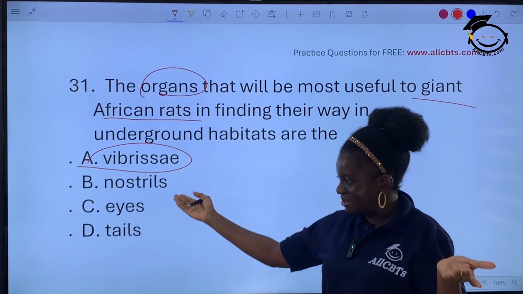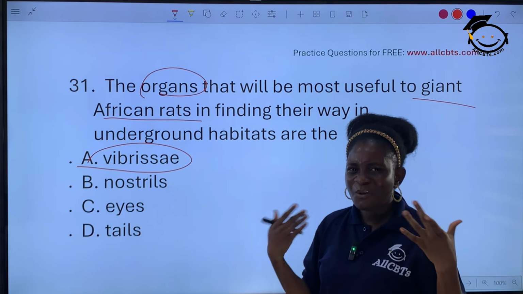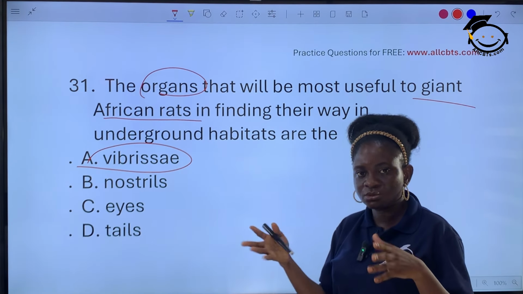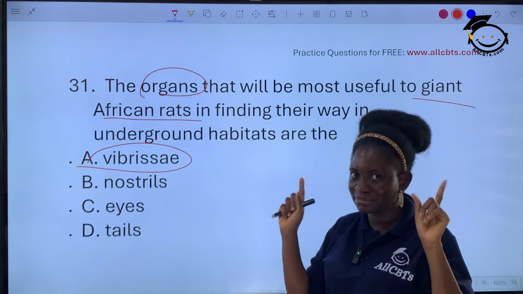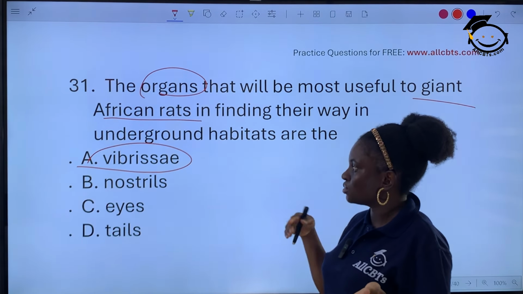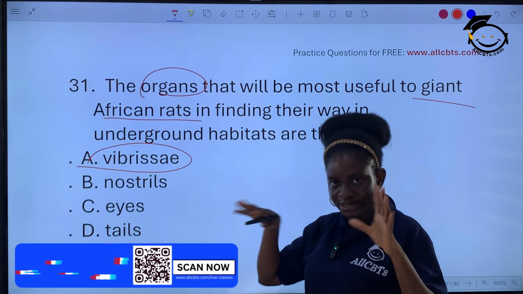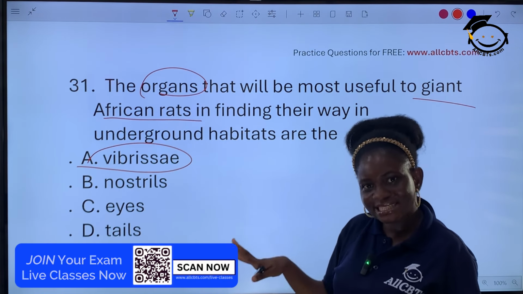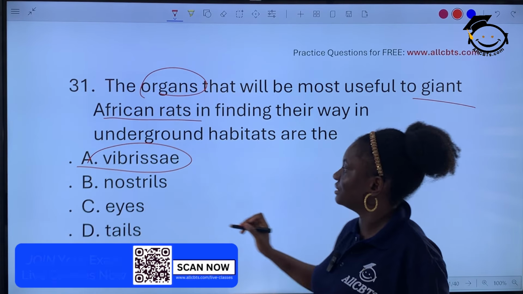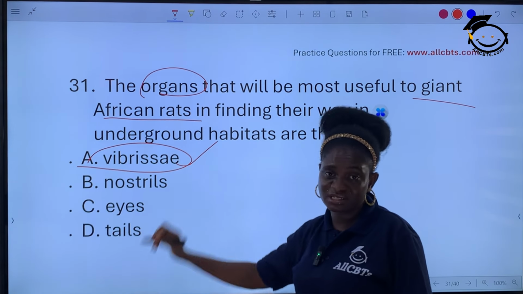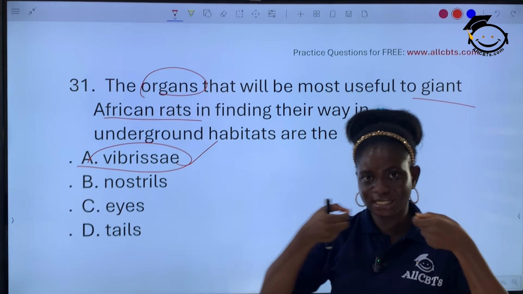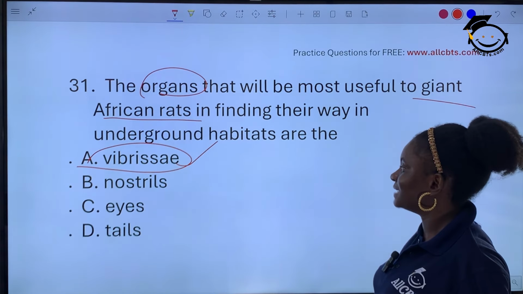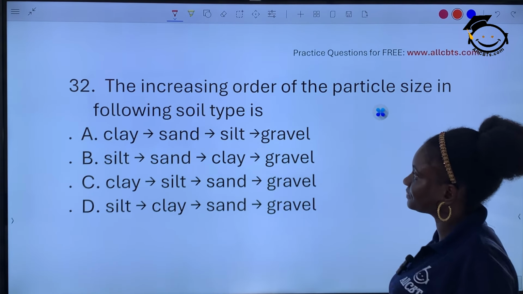So this is for smell, this is to see. You can say, what about eyes? But to find their way underground where there's no light, when light is a bit limited, this will not really fit in. So we say, what about the tail? The tail just to maintain balance. But the correct answer here is vibrissae. They are whiskers to be able to sense objects. So that's the correct answer. Option A.